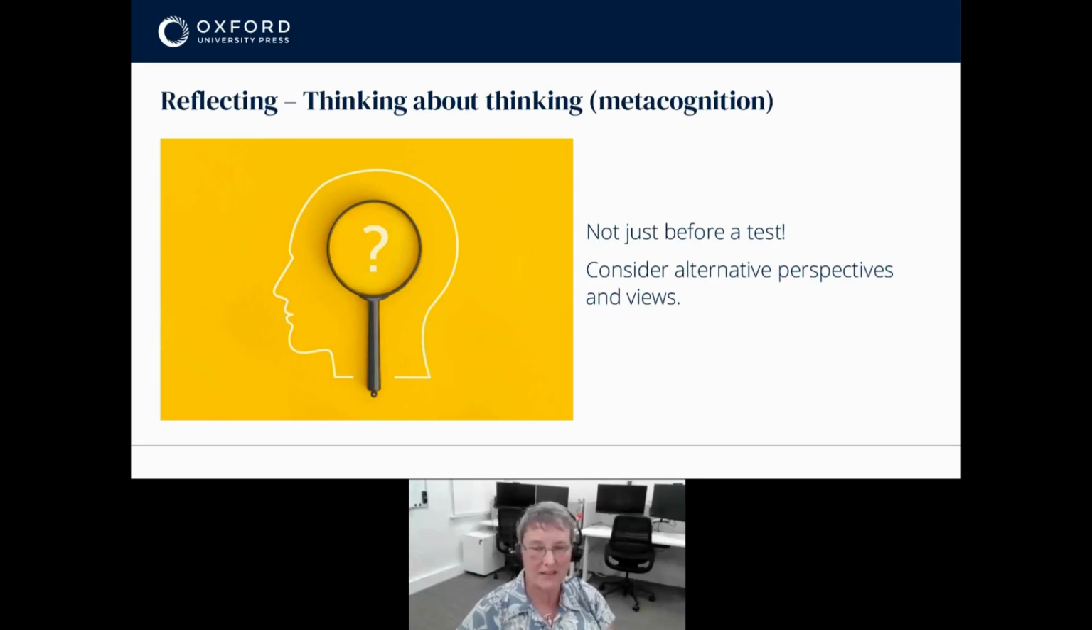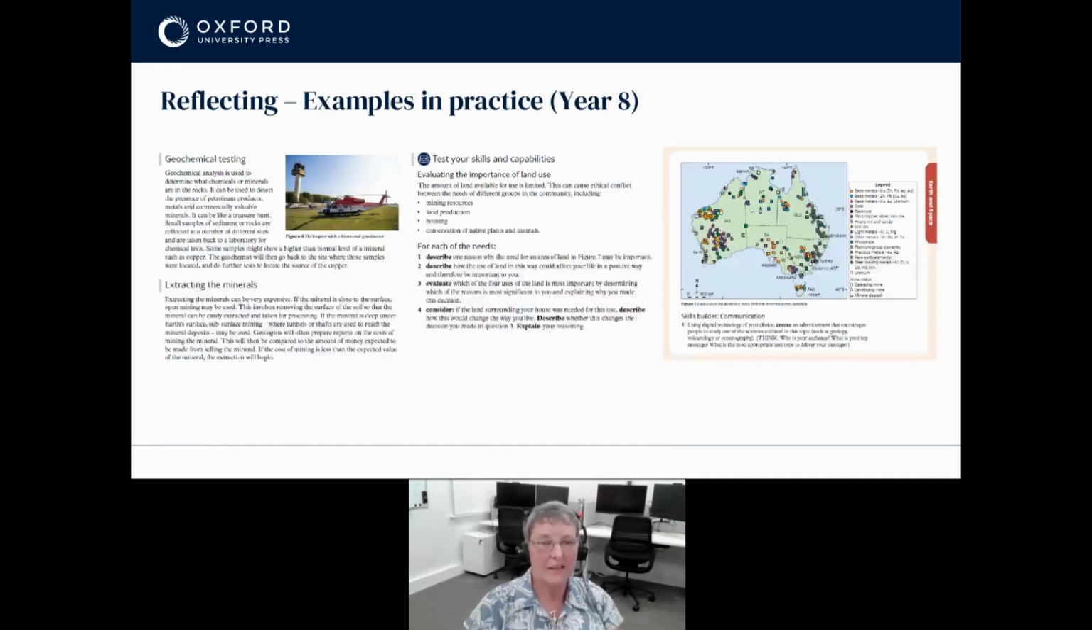And one of the effective ways of doing it is to think about alternative perspectives and views. So, for example, mining is the classic example when you're talking about the rock cycle and mining, but thinking about it from different groups in the community's point of view. So, mining resources, food production, housing, conservation of native plants and animals. Anytime you do ecosystems, you can do the same thing from the point of view we have a housing shortage versus we want to save our animals versus farmers want to grow food. It doesn't matter what it is, you can apply and think about multiple perspectives.